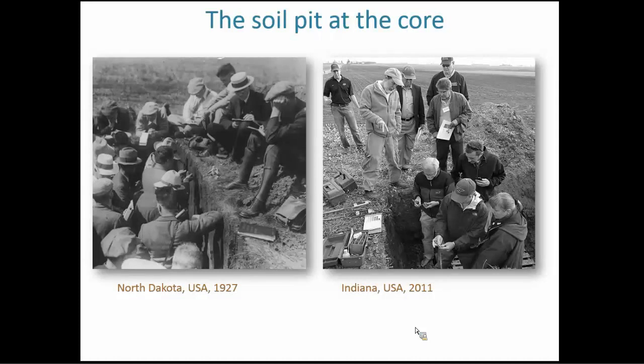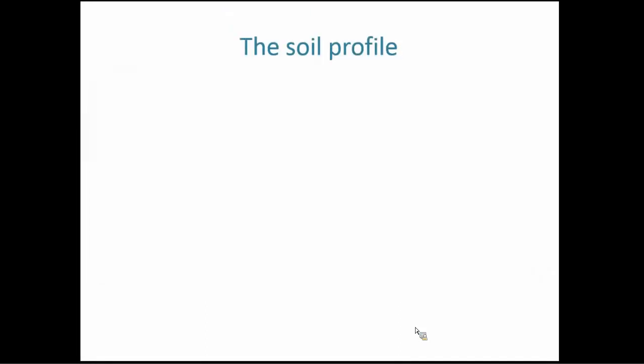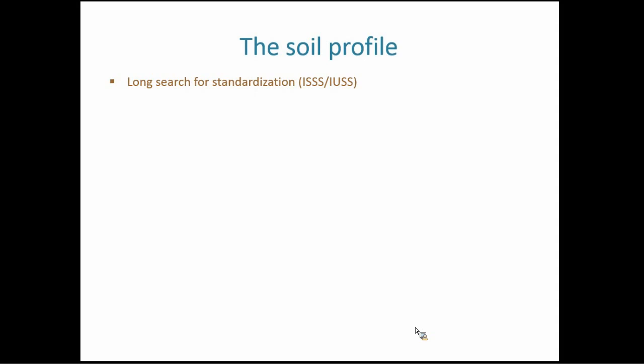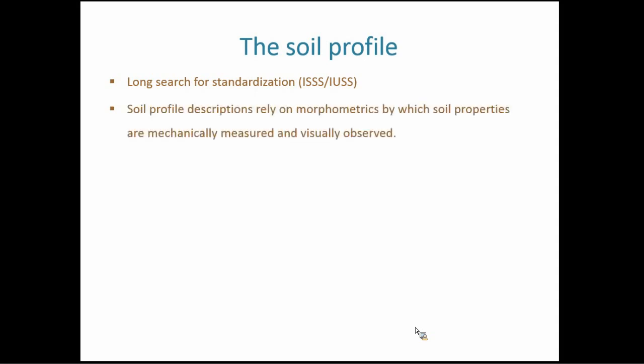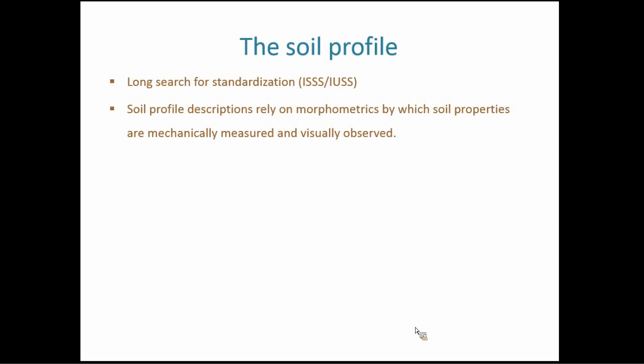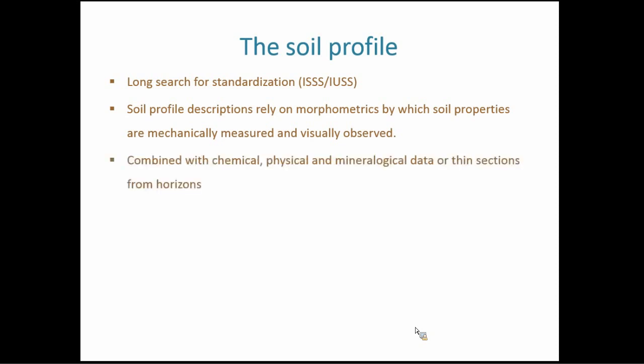The only thing that we might change is the toolbox, maybe we need to work on that toolbox. There's been a long search for standardization that started in the 1910s: how we look at these soil profiles and how we describe them, and we have the handbooks, of course. Simply said, the profile descriptions largely rely on properties that we measure mechanically, and then we visually observe them, and then distinguish horizons, and all of that is known. And then we have some analytical data, sometimes chemical, physical, mineralogical, and then we have thin sections. Are you still doing thin sections here?